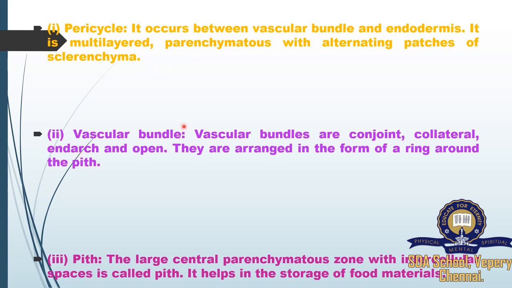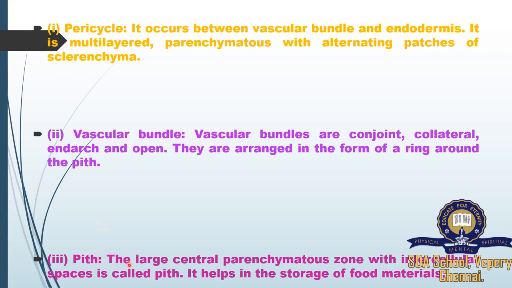Next, vascular bundle. Vascular bundles are conjoint, collateral, endarch and open. They have a connection between xylem and phloem, collateral, and open vascular bundles. They are arranged in the form of a ring around the pith. Xylem and phloem are arranged in this vascular bundle.